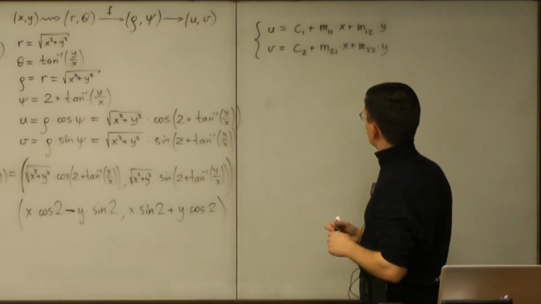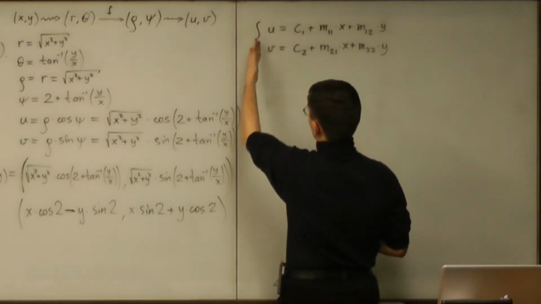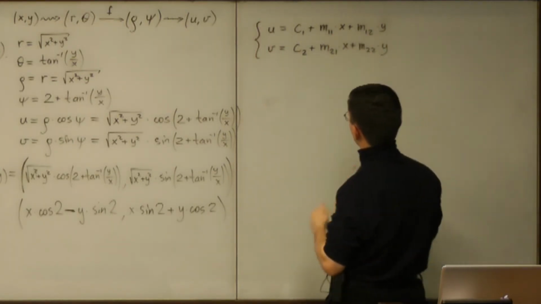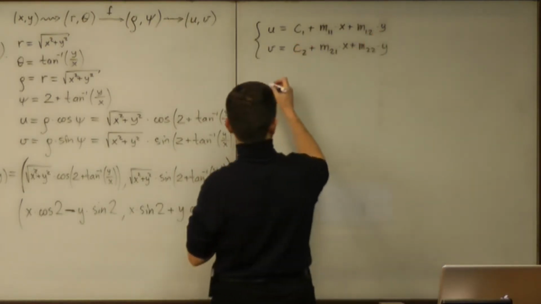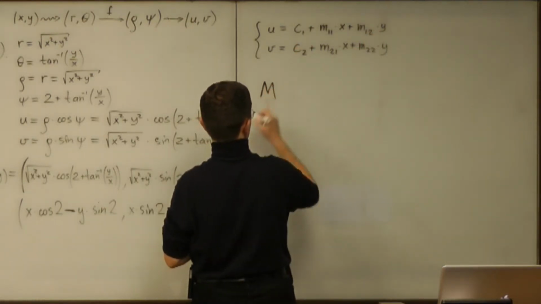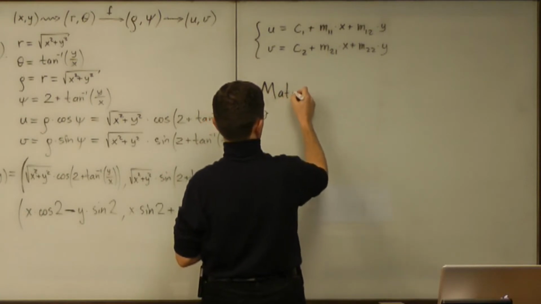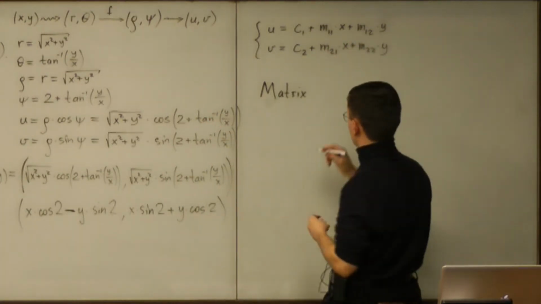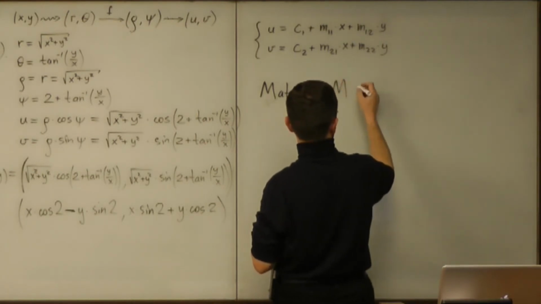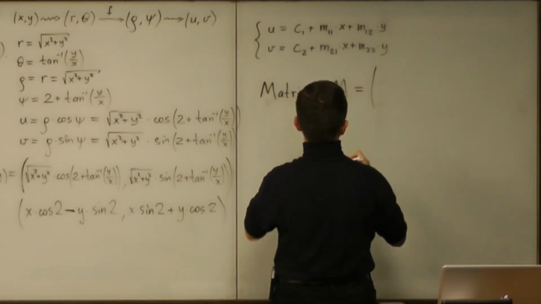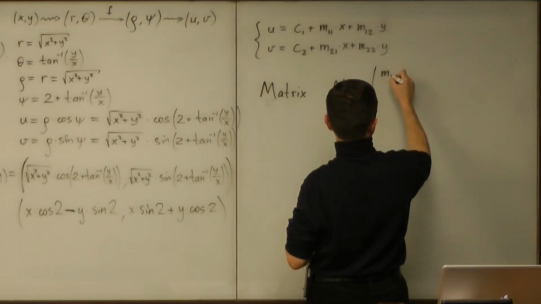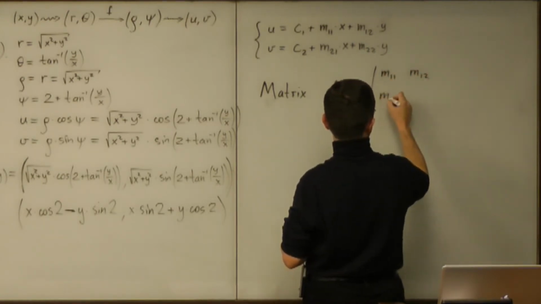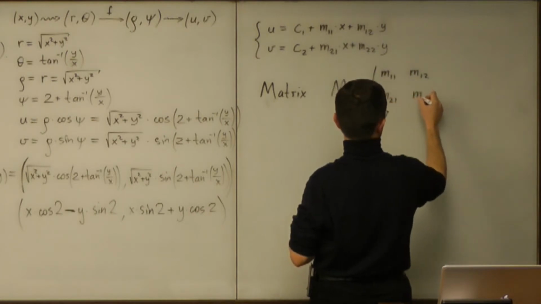They represent the rate of change of dependent variables upon independent variables. And that's why I will put those together, and when I put those together, these four numbers will make a matrix. Let's call it M. So that matrix is made of numbers M11, M12, M21, and M22.